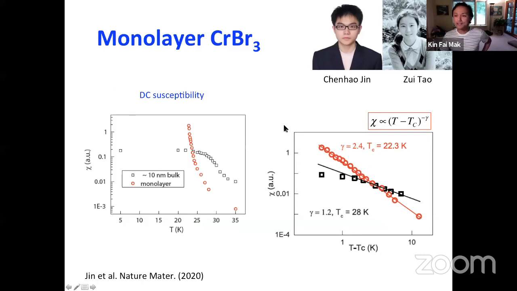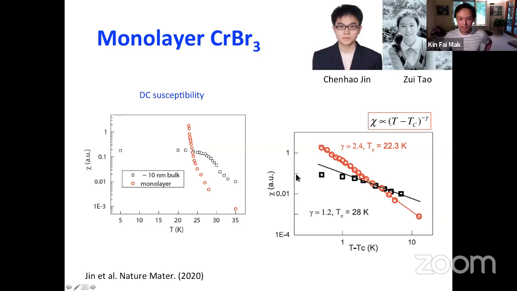And a glimpse into the enhanced fluctuation effect in the system can be provided from a measurement of the temperature dependence of the magnetic susceptibility, which is shown here, a comparison between a monolayer sample and a bulk sample, which is a 10 nanometer thick sample, but effectively speaking, it's a bulk material. And you can see that the magnetic susceptibility diverges much faster in the monolayer material.